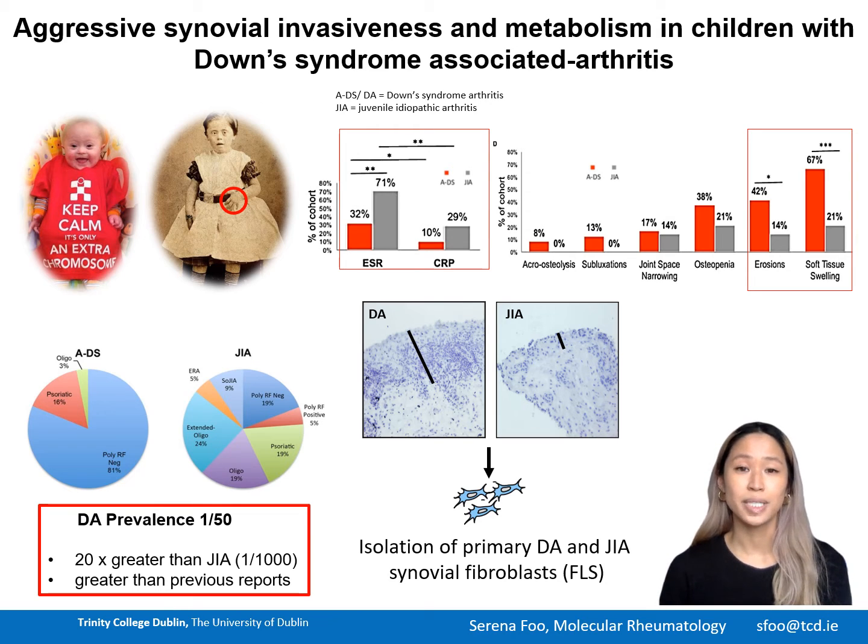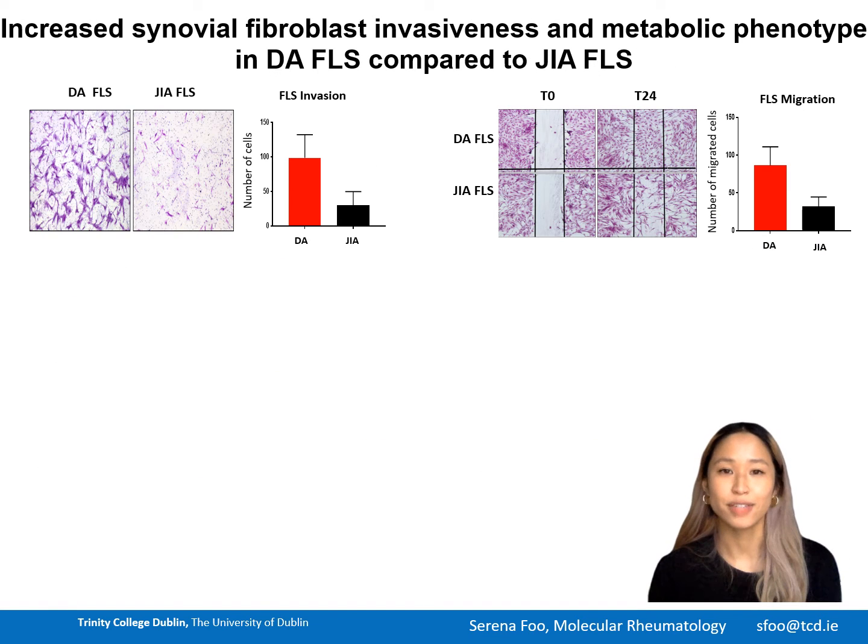From these synovial biopsies, we're able to isolate and culture primary synovial fibroblasts, which are the main invasive cell type in the joint. On the top left are representative images of invasion assays, and we can see that there are more DA fibroblasts that invade through the matrigel compared to JIA. In parallel, we use wound repair scratch assays, and we demonstrate here that there are more DA fibroblasts that repopulate the wound compared to JIA.